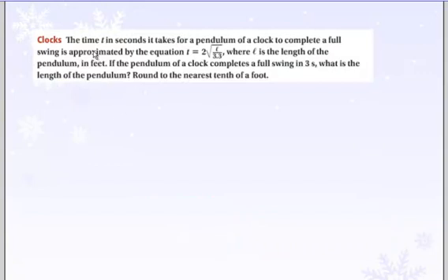So what can we move this up to? The time in seconds it takes for a pendulum of a clock to complete a full swing. Okay, so it's swinging back and forth. Time is equal to 2 times the square root of the length of the pendulum divided by 3.3, where L is the length of the pendulum in feet, and the pendulum of the clock completes a full swing in 3 seconds. So 3 seconds is what I know. That is a time. So 3 is equal to 2 times the square root of L divided by 3.3. So just a couple things in solving.